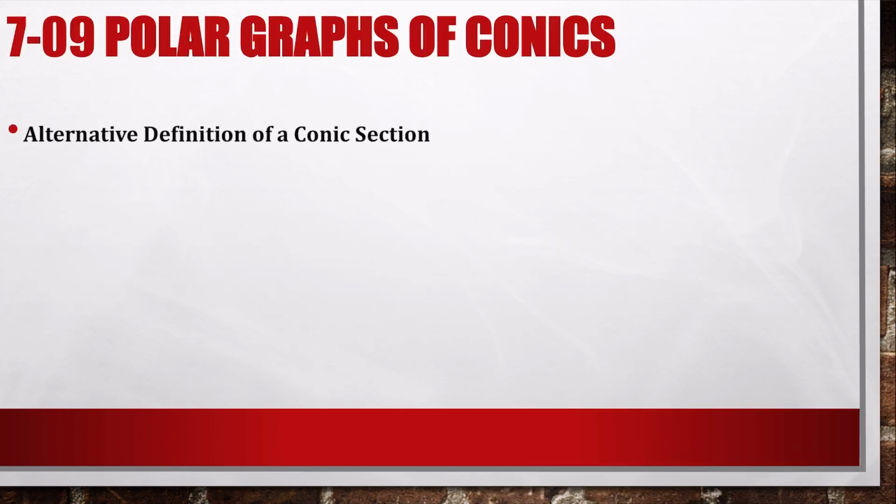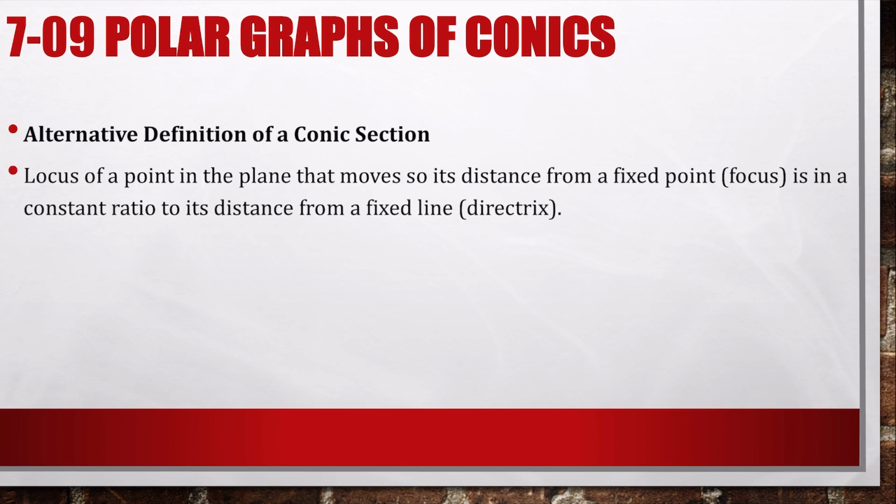There's an alternate definition of a conic section: it is the locus of a point in a plane that moves so that its distance from a fixed point, called the focus, is in a constant ratio to its distance from a fixed line, called a directrix. A locus just means the set of all points the point would cover as long as it meets the requirement of the ratio between the focus and directrix distances. That ratio is called the eccentricity.